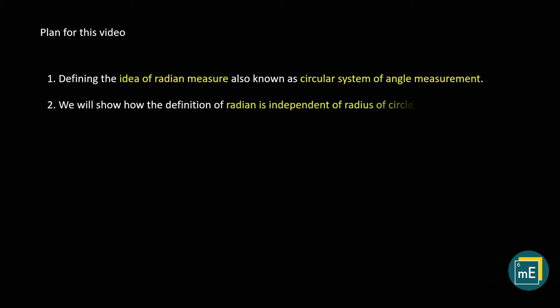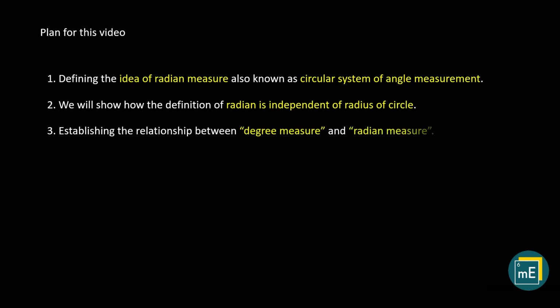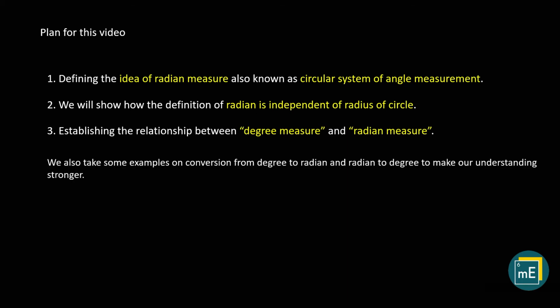So let's get started. Basically in this video, we'll be talking about three fundamental things. First, we will define the radian measure of an angle, which is also known as the circular system of angle measurement. Then we will show that the definition of 1 radian is independent of the radius of the circle considered. And at the end, we will establish the relationship between radian measure and degree measure of an angle. So whenever an angle is given in degrees, we can convert it to radians, or if an angle is given in radians, we can convert it to degrees. We'll take some examples to make our understanding stronger.